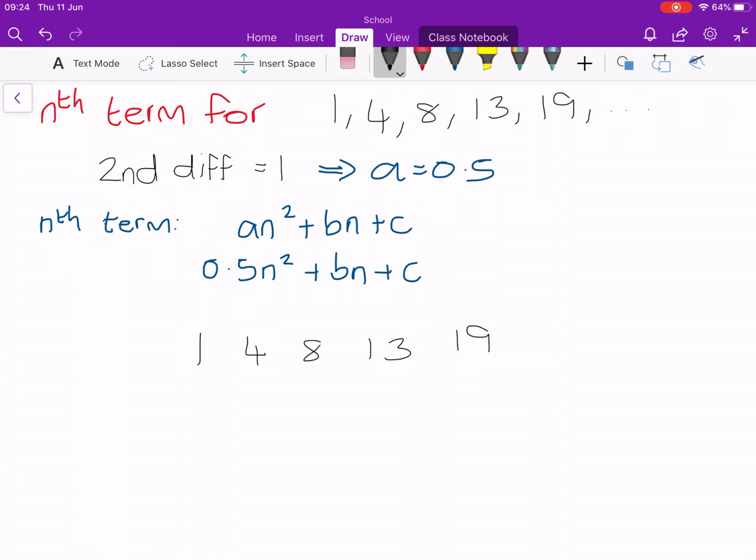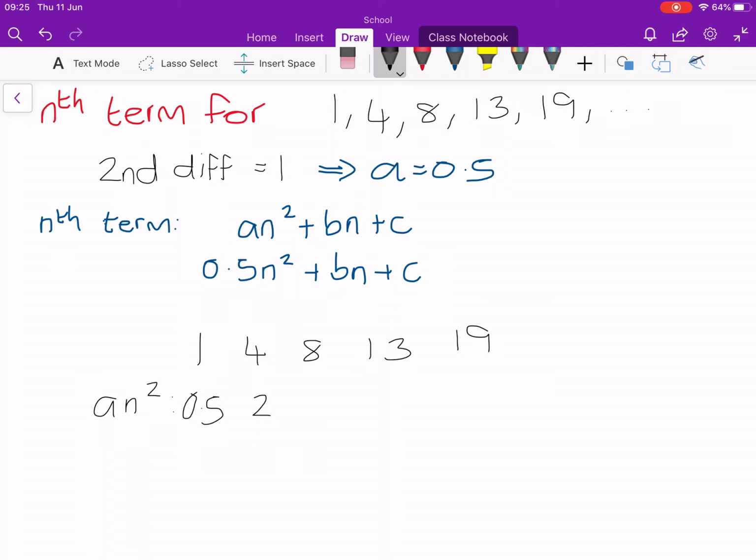Then what you do is take away the sequence that is an squared. So an squared is this next sequence. If n is 1, 1 squared is 1, and 0.5 times 1 is 0.5, so 0.5 is the first term. Next term, n is equal to 2. 2 squared is 4. 0.5 times 4 is 2.